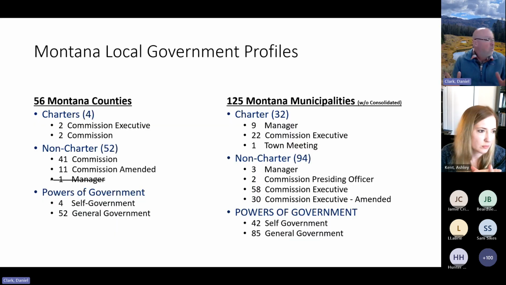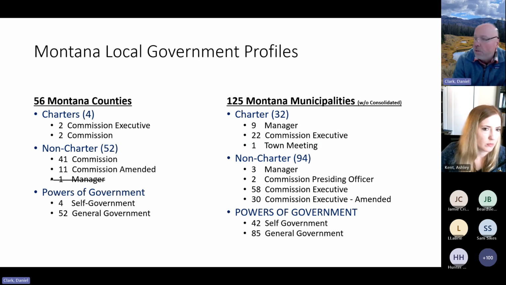And we're getting close, folks, not too far over time. Here's the makeup in the state. We have 4 charters in the state for the counties, 52 non-charters. And for the municipalities, 32 municipalities have charters. 42 have self-governing powers. I might have said 44 earlier. But that's the general makeup of the state.